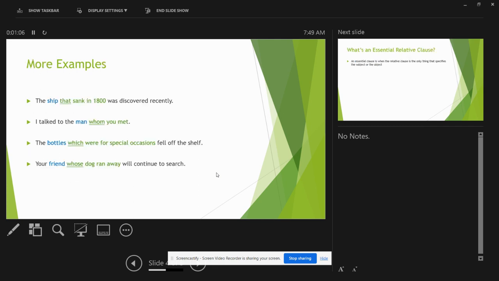All right, other examples that we looked at. All of the things in green. Sorry, I didn't mean to switch the colors. I thought I had that consistent. This time, all of the relative clauses are in green. That sank in 1800, whom you met, which were for special occasions, whose dog ran away. Those are all relative clauses. They're all describing the words in blue. It describes ship, man, bottles, friend.